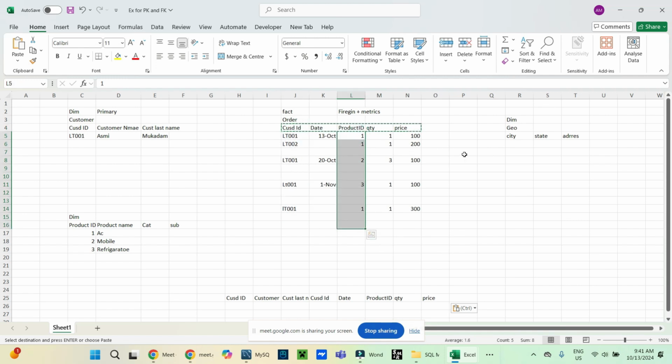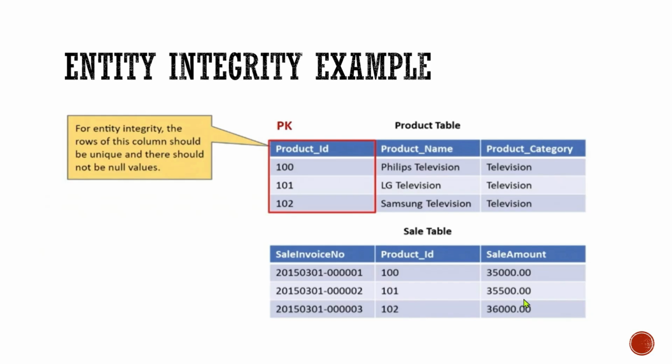Tomorrow if we want to join these two tables, we should have a common column. So here primary will be there, and here also we have to create the ID, then only we can join it. Okay, so here you can see, here we have a primary key for the product ID. So primary key is always unique. Okay, it is unique, and you must have no duplicates here and no null values here. So we call it entity integrity.